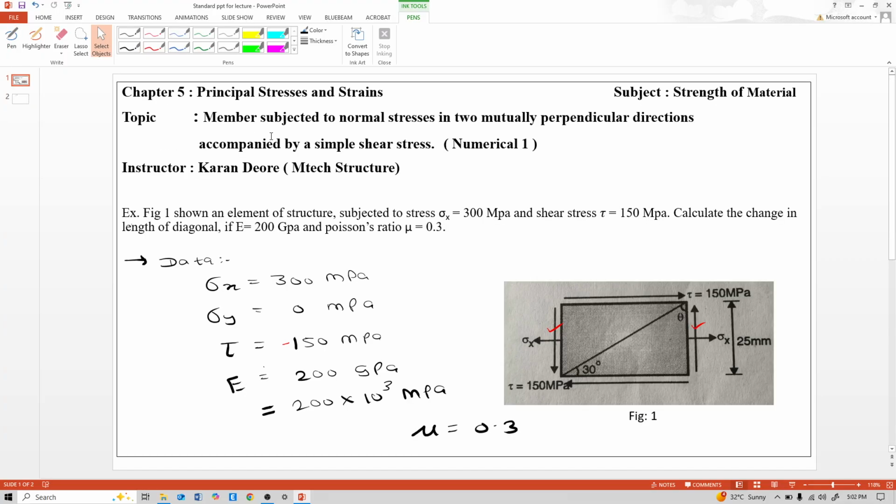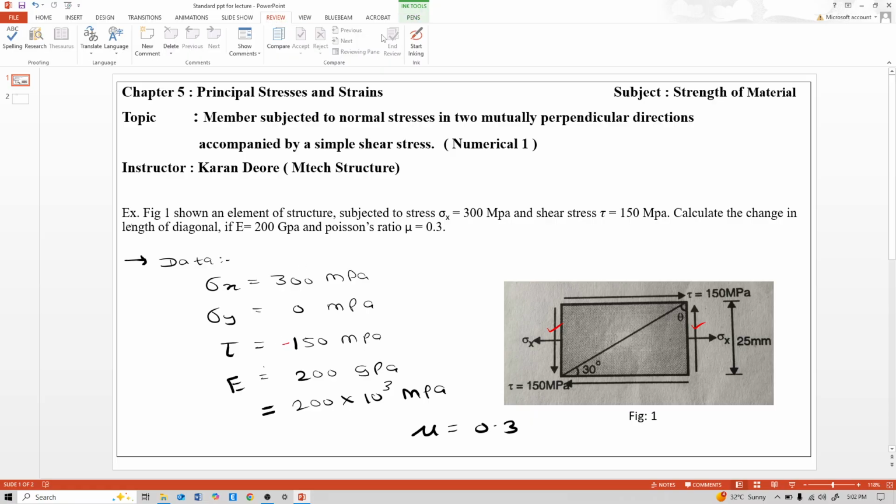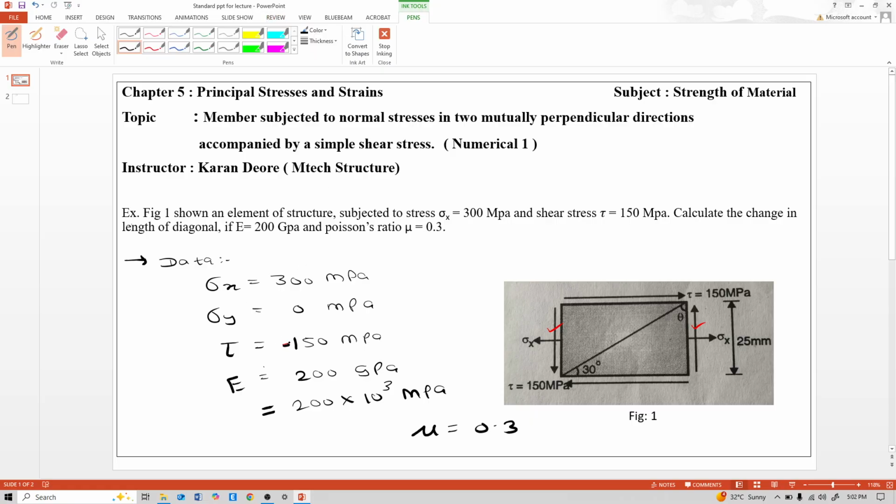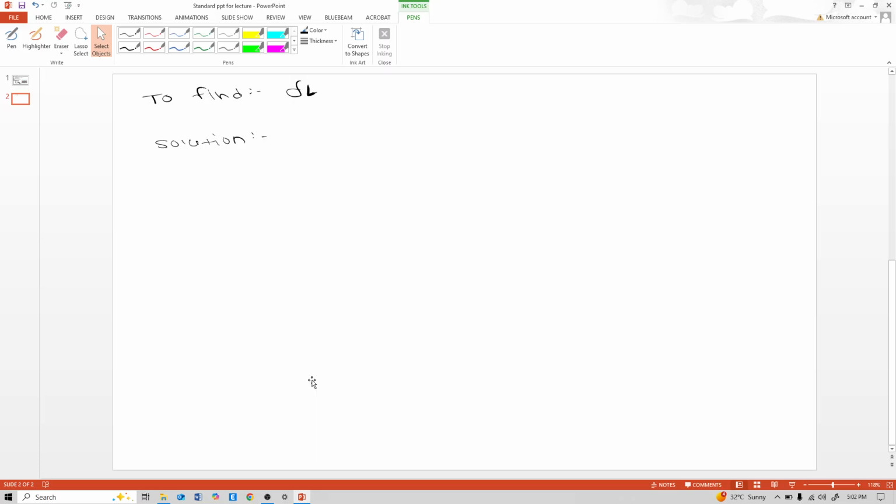In the numerical they have given us stress in x direction 300 MPa, stress in y direction 0 MPa, shear stress 150 MPa, which is negative, Young's modulus 200 into 10 raised to 3 MPa, and Poisson's ratio 0.3. The methodology of solving this numerical is: first calculate normal stress, then tangential stress, then strain, then change in length. So, normal stress.